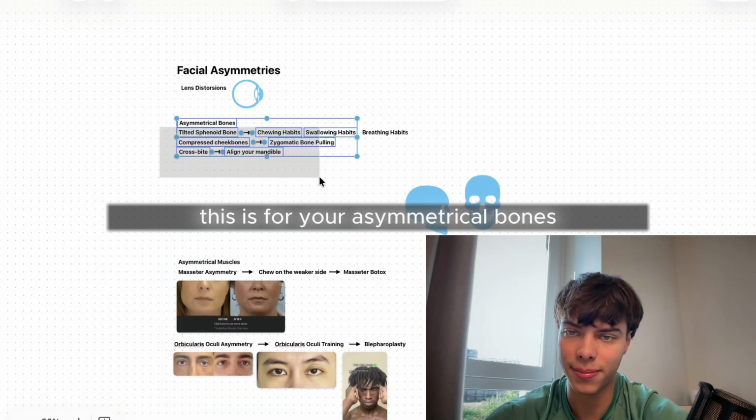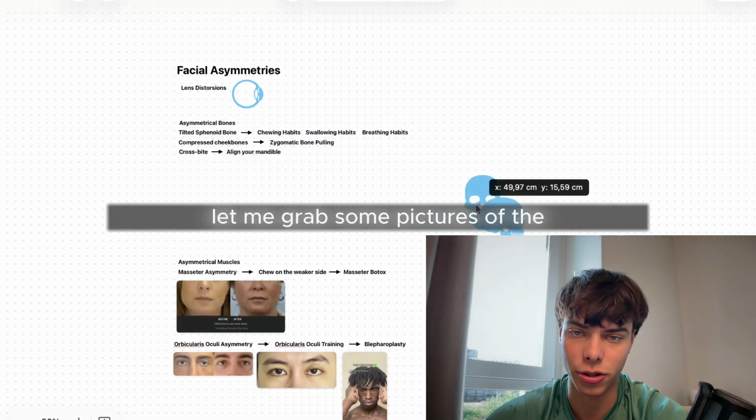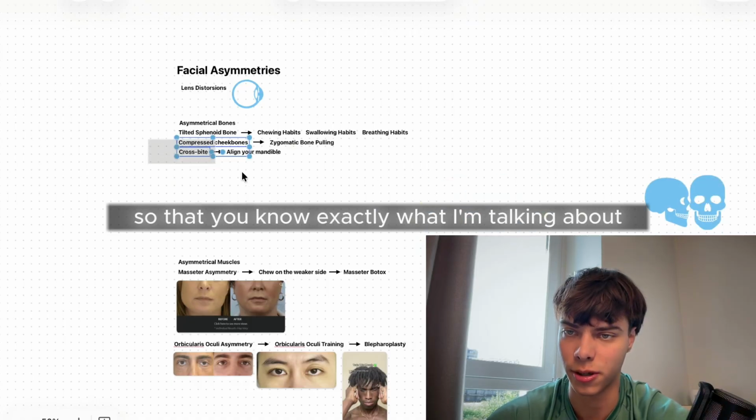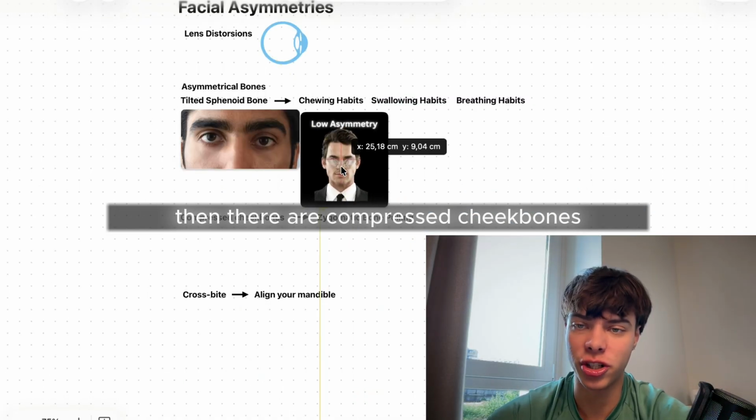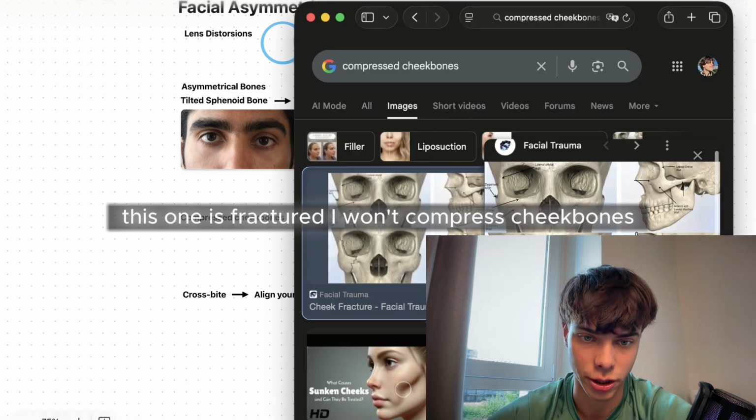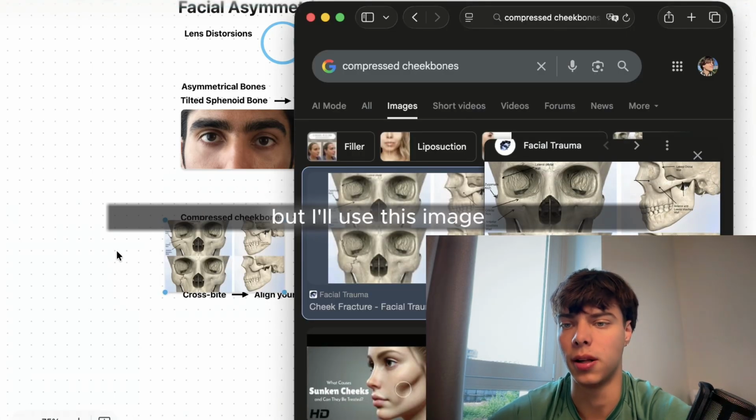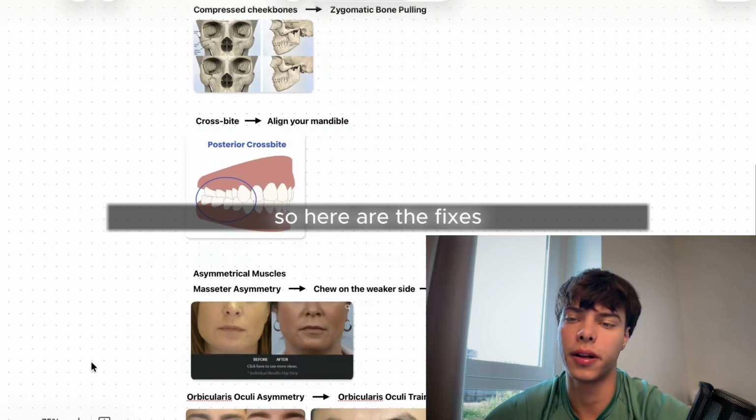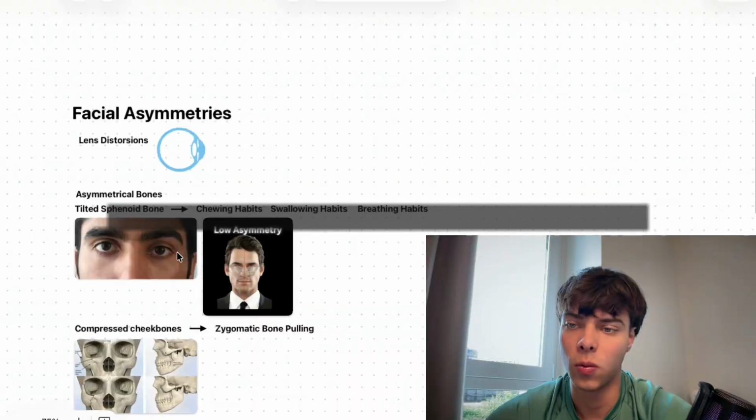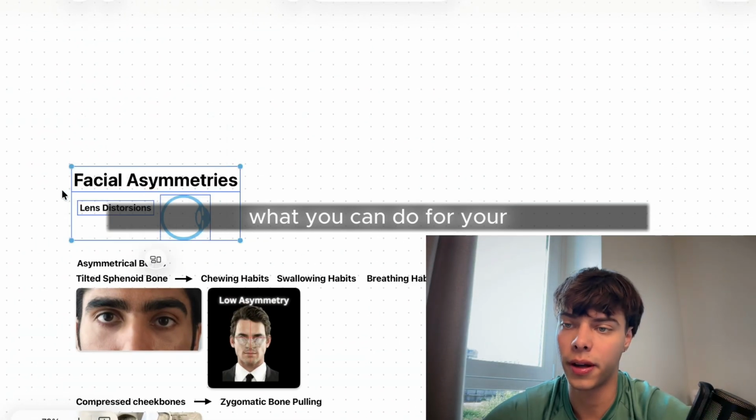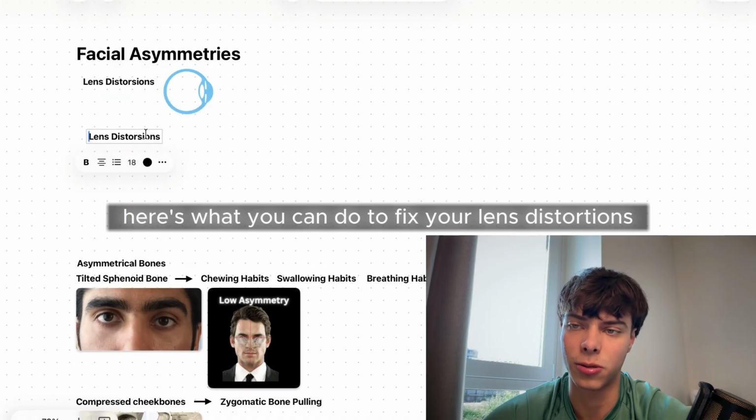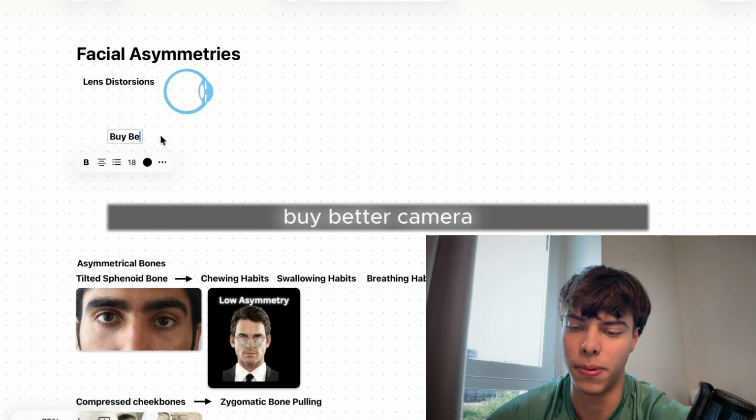This is for your asymmetrical bones. Let me grab some pictures of the bones so that you know exactly what I'm talking about. Then there are compressed cheekbones. This one is fractured. I want compressed cheekbones, but I'll use this image. Then there's the crossbite. So here are the fixes. Here's what you can do to fix your lens distortions: buy a better camera. Easy fix.